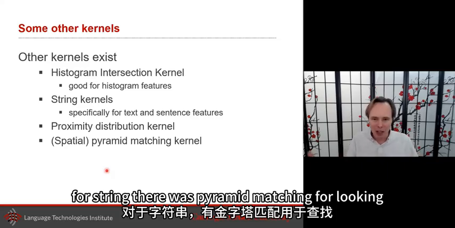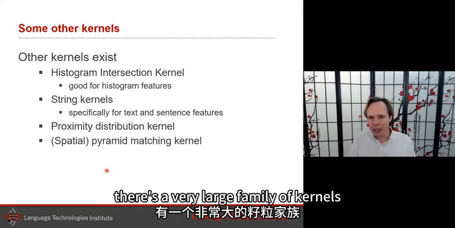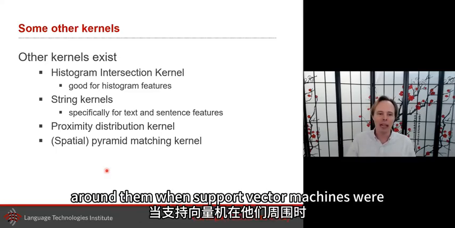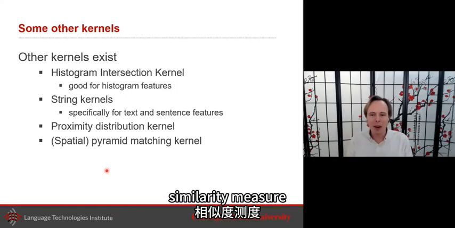There was pyramid matching for looking at hierarchical data. There's a very large family of kernels, a lot of them from the late 90s to early 2000s. There was a lot of work around them when support vector machines were really popular. And what they give you is a new tool to do local similarity measures.